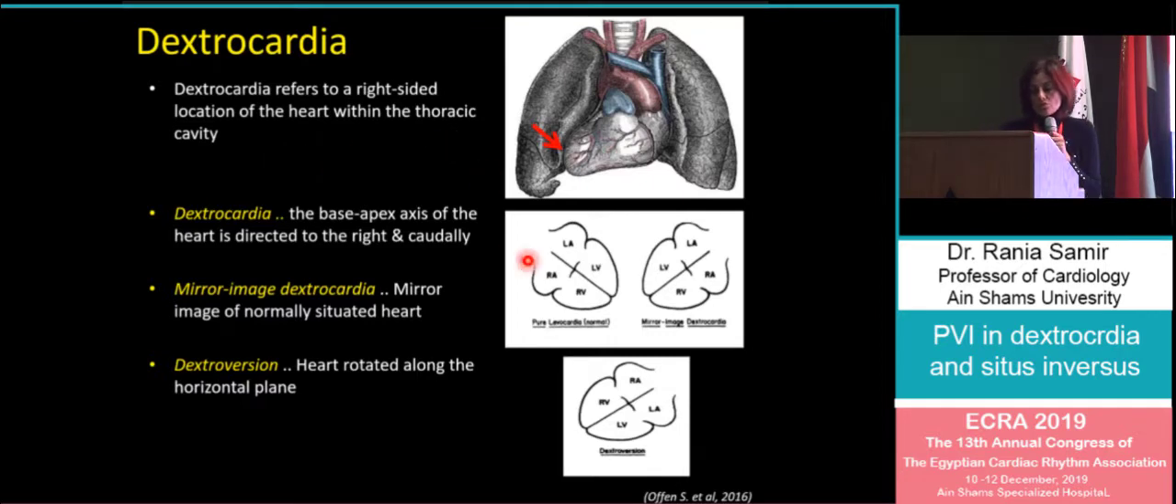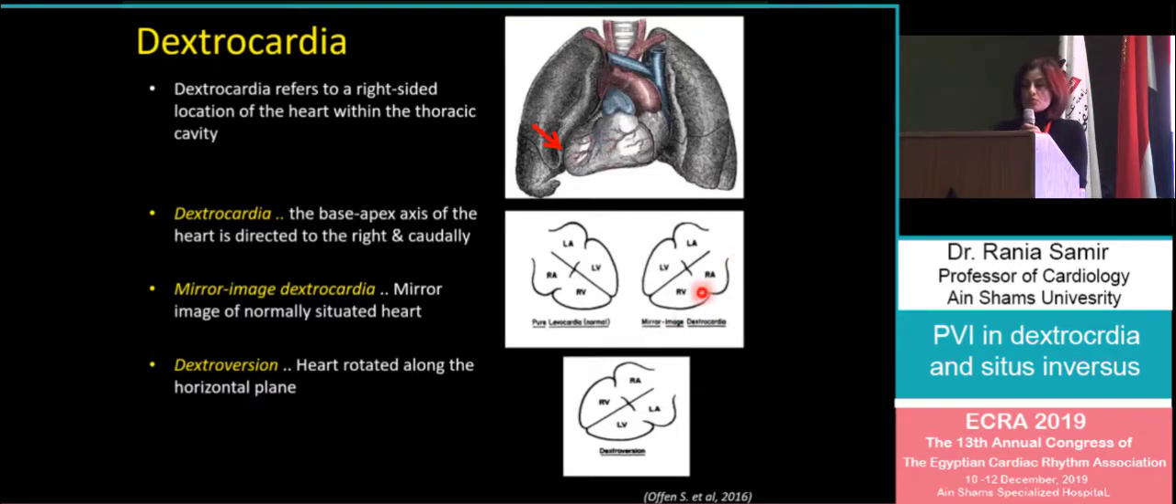In normal situations, the heart assumes a left-sided position in the chest cavity with the apex directed to the left side, and this position is known as levocardia. But when the base-apical axis of the heart flips to the right side and the heart becomes right-sided in the thoracic cavity, this condition is called dextrocardia. And there are two important entities in it, the mirror image dextrocardia and the dextroversion.